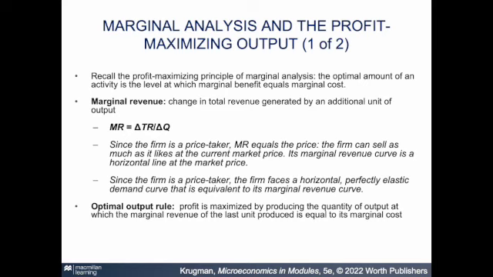Its marginal revenue curve is a horizontal line at the market price. Since the firm is a price taker, the firm faces a horizontal, perfectly elastic demand curve that is equivalent to its marginal revenue curve. Optimal output rule: profit is maximized by producing the quantity of output at which the marginal revenue of the last unit produced is equal to its marginal cost.